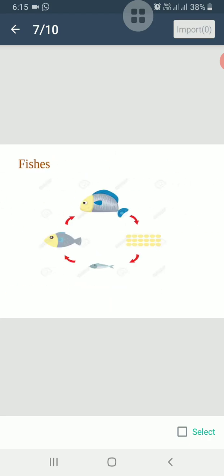A fish lays thousands of eggs at one time in water. The eggs of fish do not have shells. Only a few of them develop into baby fishes, and only a few of the baby fishes survive. Most of the eggs and baby fishes are eaten up by other big fishes.